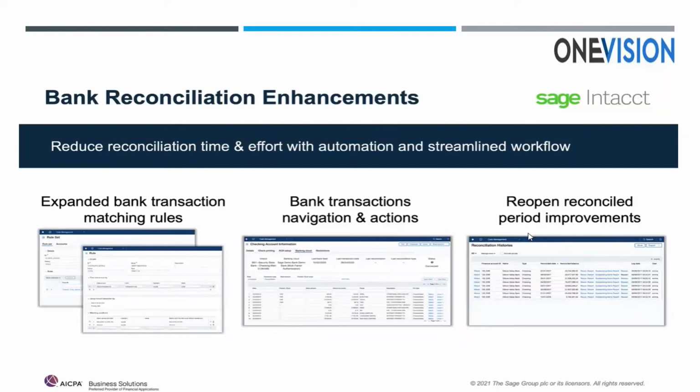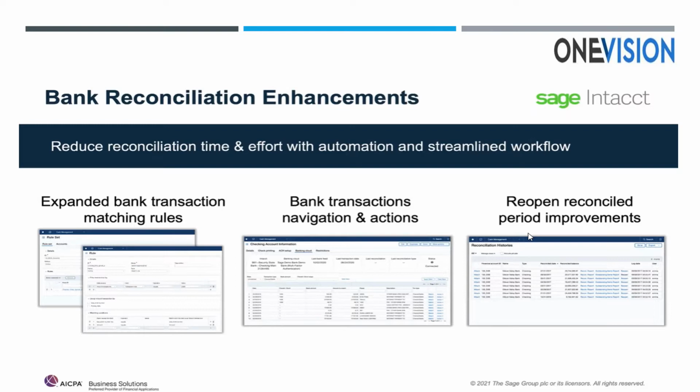With Release 2, there have been several enhancements to the bank reconciliation process. Expanded bank transaction matching rules and rule sets have been introduced as a more robust way to match incoming transactions. For example, a matching rule can be created to ignore leading zeros on incoming checks and match by amount and doc number. The ability to view and act on all bank feed transactions for an account has been enhanced.